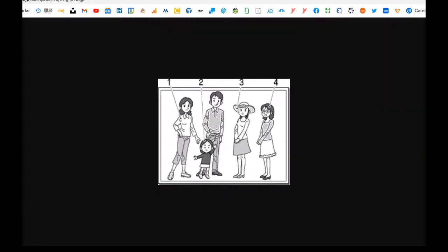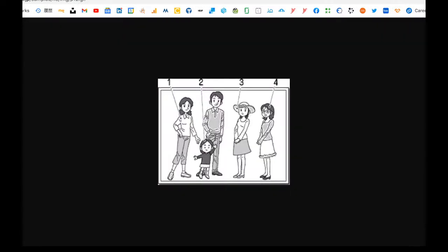So, and then you are given this picture. When you see this picture, you have 4 women, 3 women and 1 kid. And then 1 man is standing in between. So maybe we need to take a closer look at these 4 women. Okay?